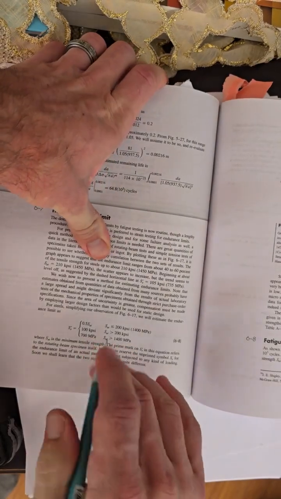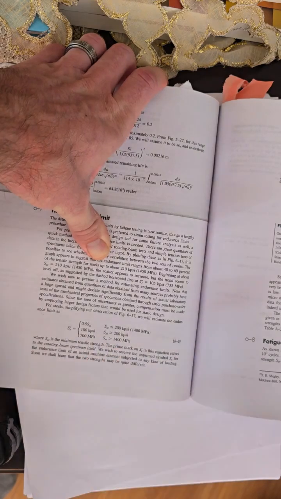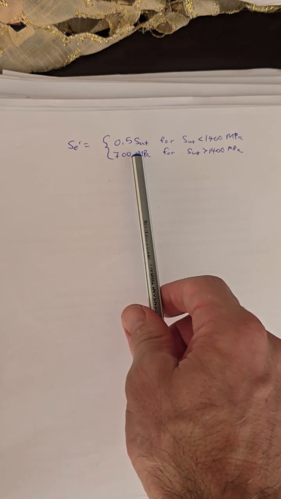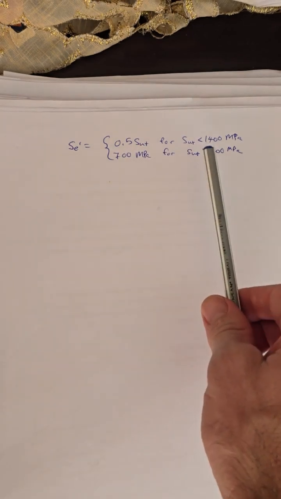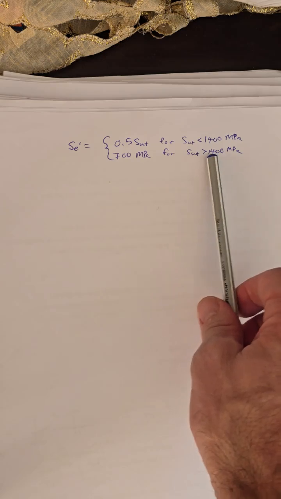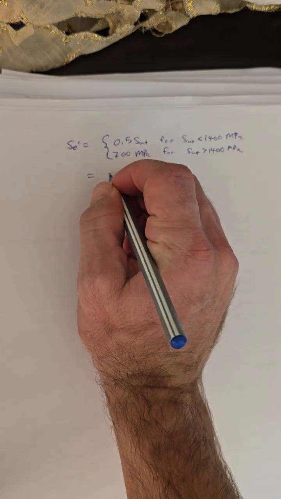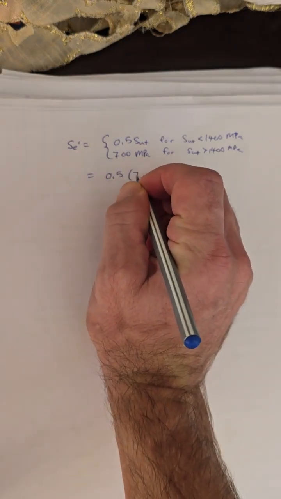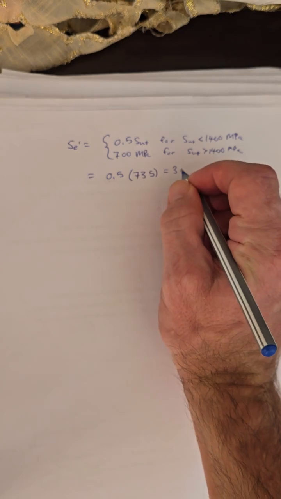So here's our equation, 0.5 times SUT. The endurance limit is half of the ultimate tensile strength for SUT less than 1,400, and then it stays at 700 for any ultimate tensile strength over 1,400. In our case, it's 0.5 times 735, which equals 367.5. Now we need to calculate all of our Marin factors.